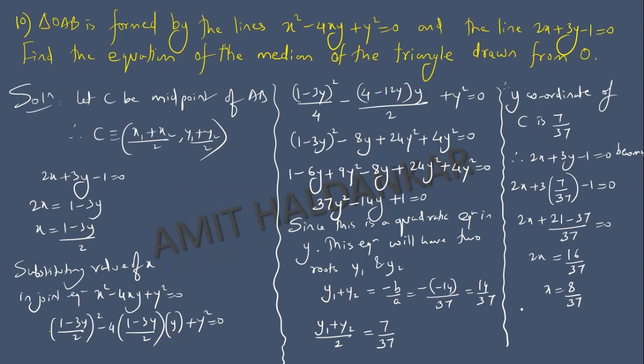Therefore you got the x coordinate also now. Therefore C will be 8 by 37 comma 7 by 37. Now you got the coordinates of C.